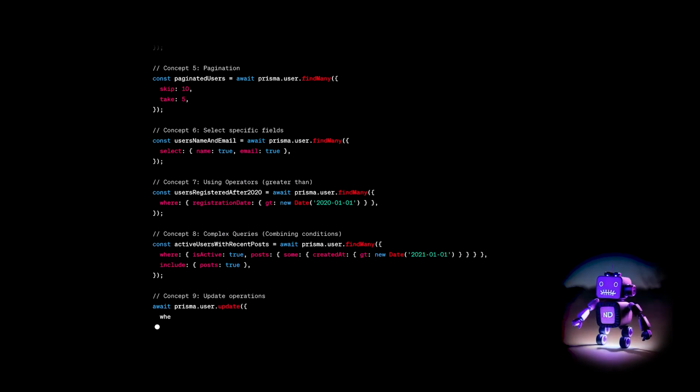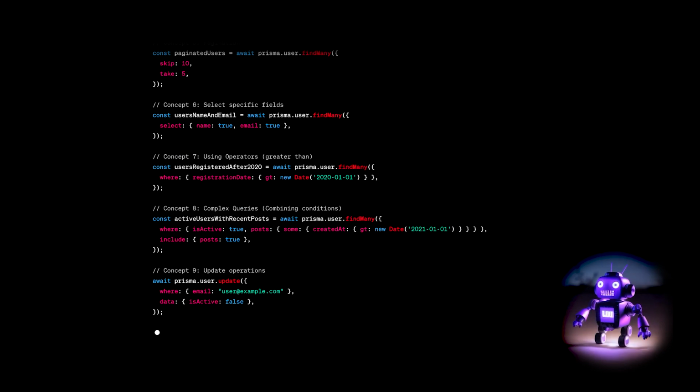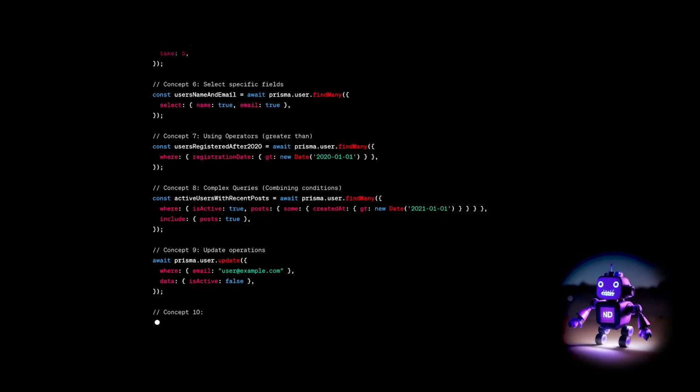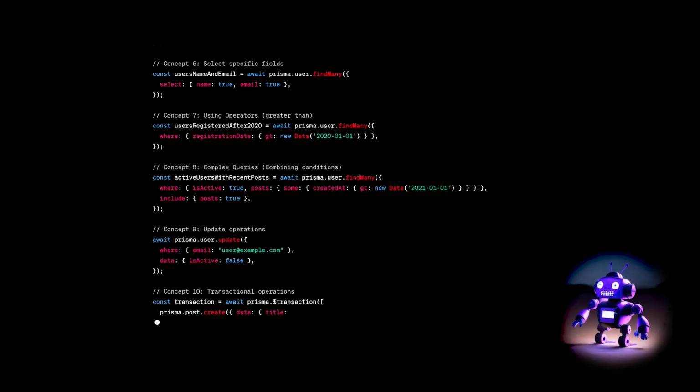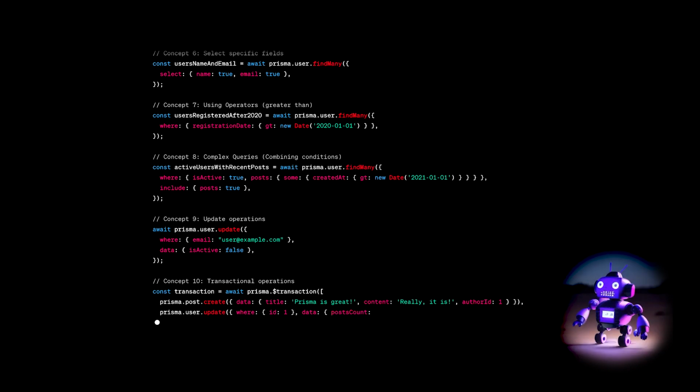The ninth concept is about updating records. We update a user's status based on their email. Prisma makes updating records straightforward while ensuring type safety and reducing the chances of errors. Lastly, the 10th concept introduces transactional operations, ensuring that multiple operations either all succeed or fail together, maintaining database integrity. This is crucial for consistency, especially in scenarios where operations are dependent on each other.